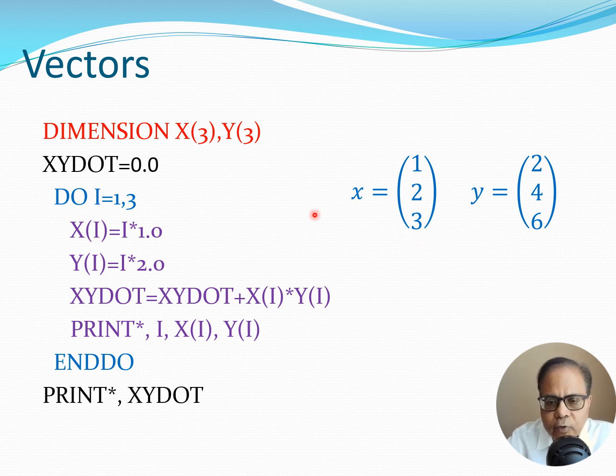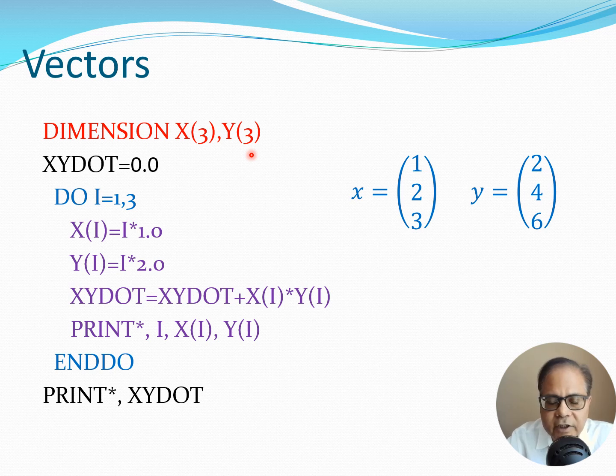Now what you do in Fortran is that you have a statement known as the dimension statement. And the dimension statement is essentially used to declare that a certain variable is a vector. For example, here I have defined x as a vector of size 3 and y as a vector of size 3. So essentially this dimension statement tells the compiler that x and y are vectors and they have dimension 3.